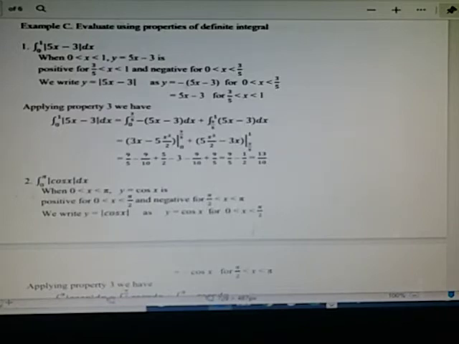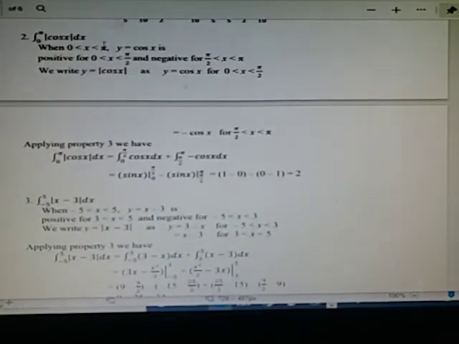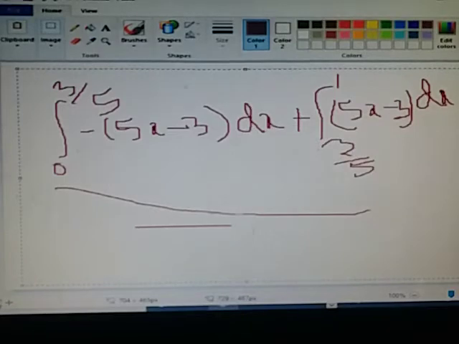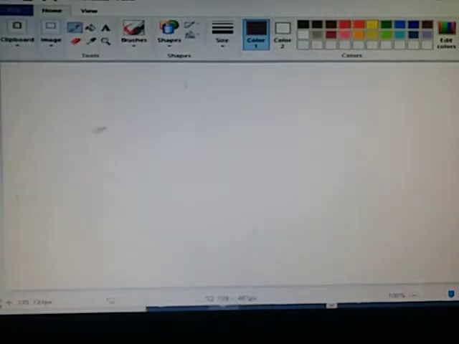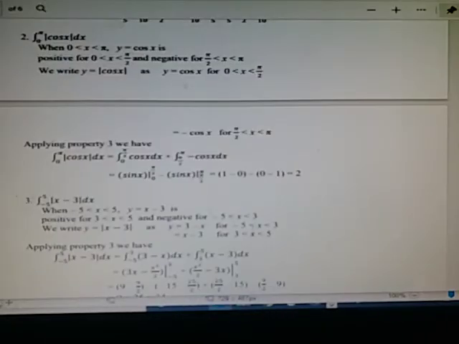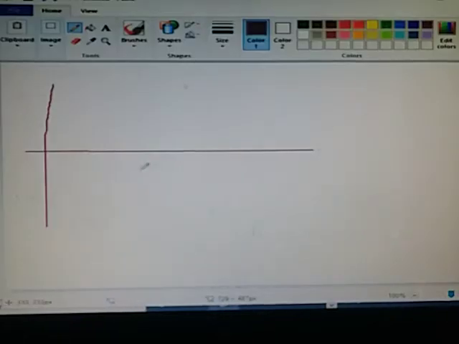Number 2 is similar. It is the integration of the modulus of cos x, with x lying between 0 and pi. Do you remember our cosine graph? If you draw it, it is easy. Our domain is 0 to pi: this is 0, this is pi, this is pi by 2. At x equal to 0, the value is 1.